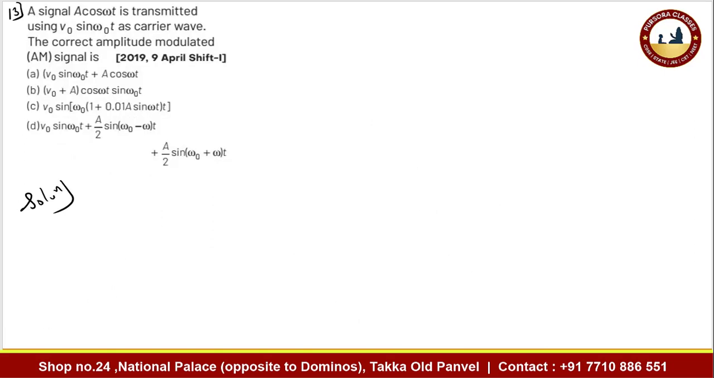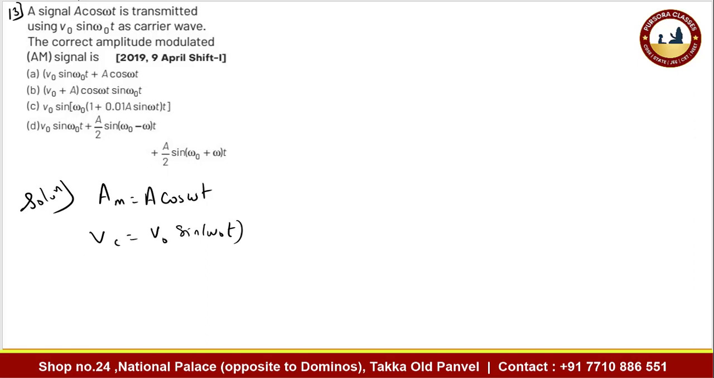Okay students, moving ahead with the next question. A signal A cos omega t is transmitted. So the message signal is given as A cos omega t, transmitted using V naught sine omega naught t. So the carrier wave amplitude is V naught, sine omega naught t. This will be VC. The correct amplitude modulated wave is.